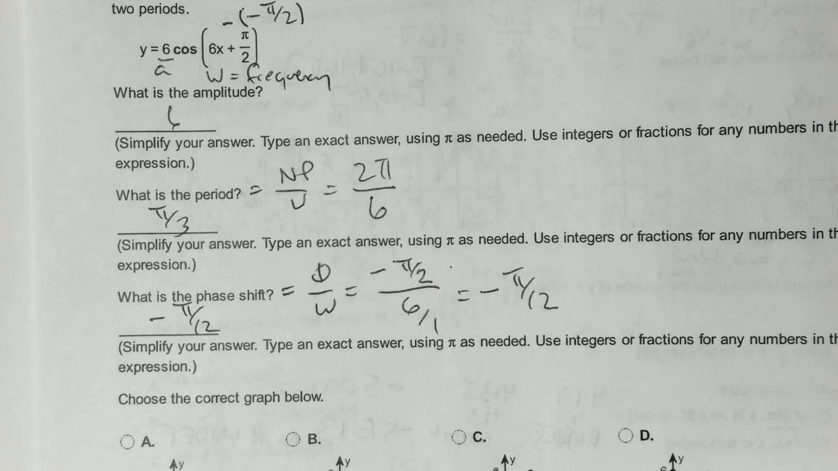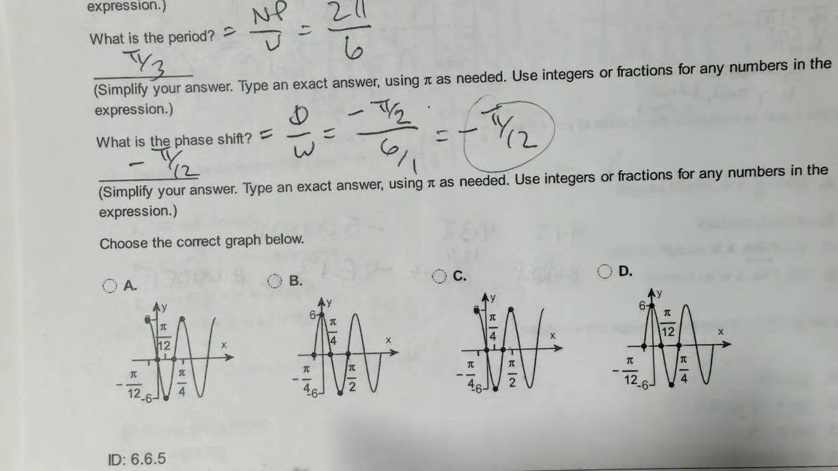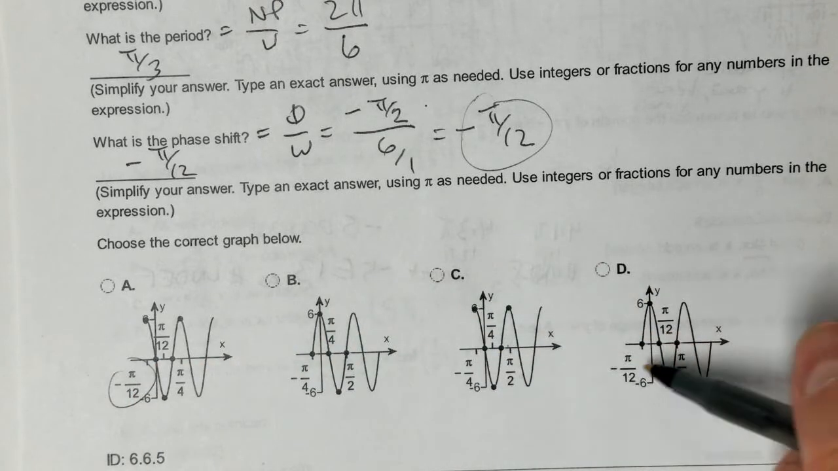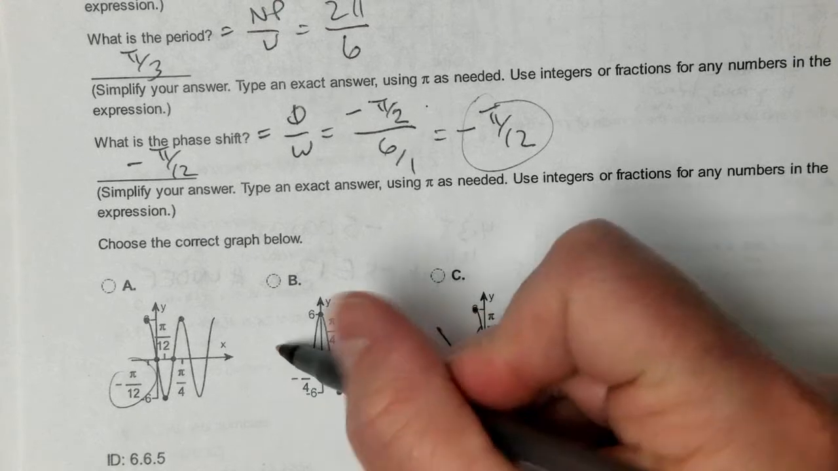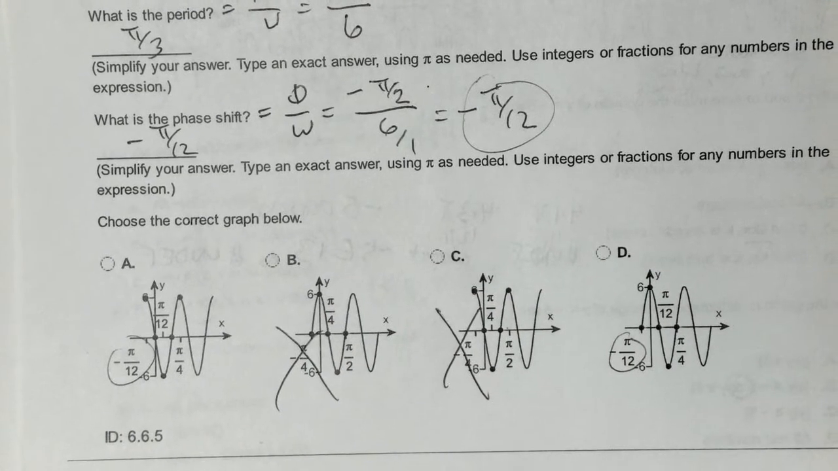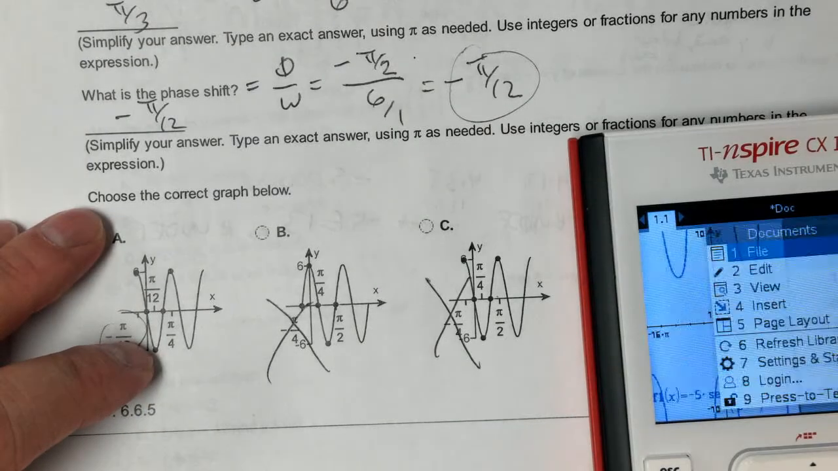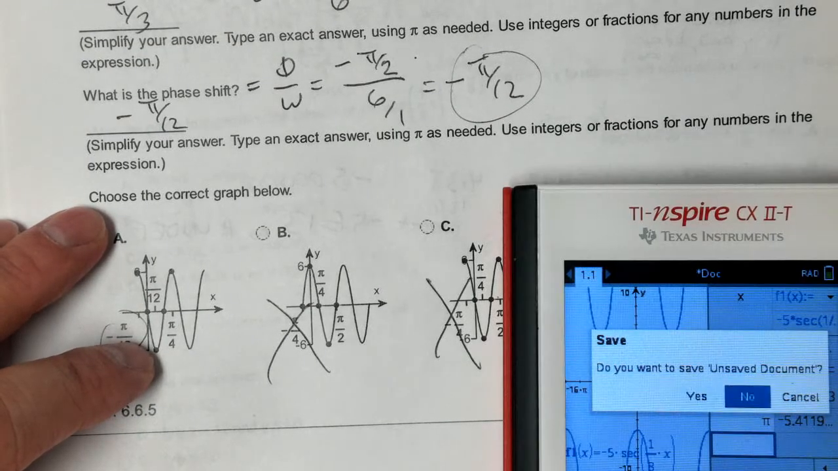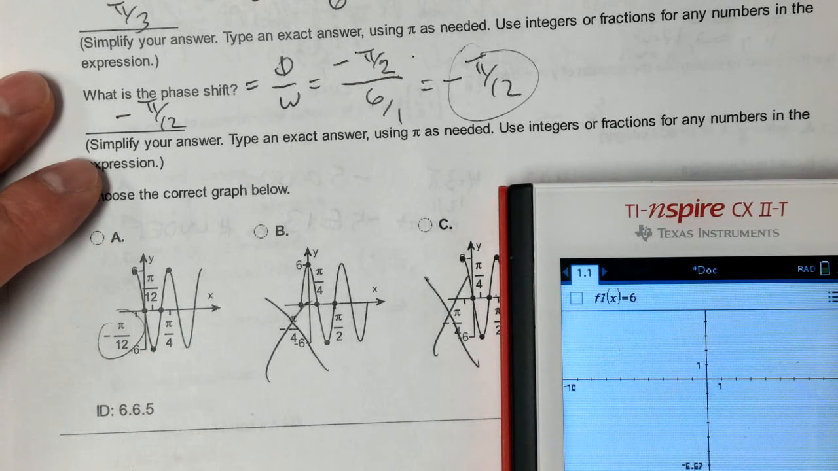And then let's just graph it. By the way, here's another thing, like we've said yesterday. We got negative pi twelfths. Well, that is 2 of them right there, and we're not going to use the one that's the pi fourths. So we're down to 2 choices. Okay, so let's graph it, and we get 6 cosine 6x plus pi halves.